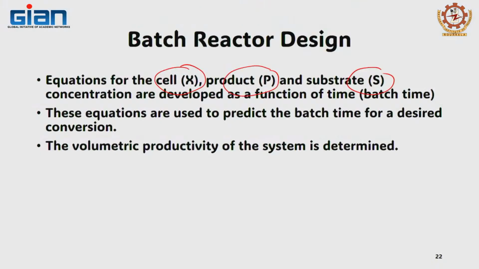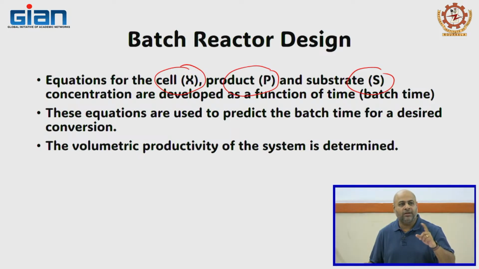Now, these equations are used to predict the batch time for a desired conversion. So, once we have understood the relationship between the parameters, the cell, the product and the substrate, we can use that to understand how much time will it take to get the specific product or the specific cell concentration using the specific amount of substrate or given volume of the reactor. And we will also be able to estimate the volumetric productivity of the system through our batch reactor design.